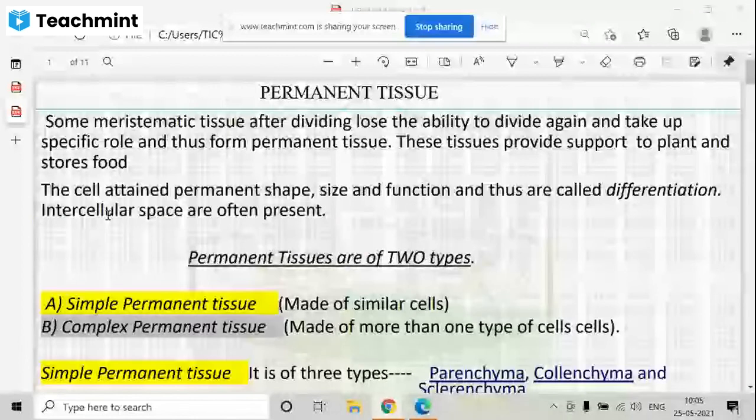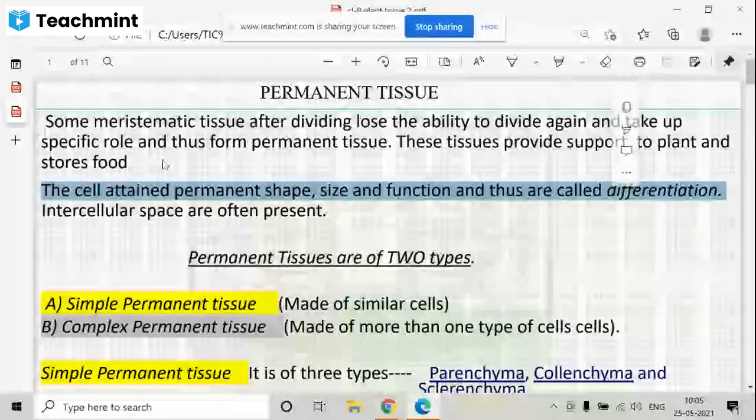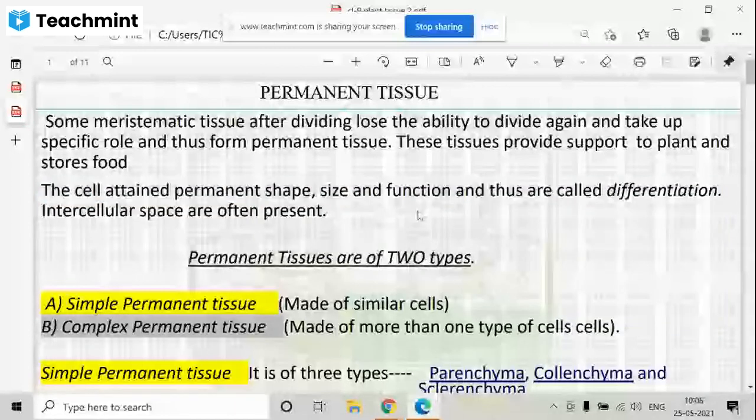Size and function. When this meristematic tissue turns into permanent shape, size, and function, this is called differentiation. Now, intercellular spaces are often present. This is a very important aspect for you, the differentiation. The permanent tissue attains its permanent shape, size, and function. Function means it will do its specific function of its own. It will not do two functions simultaneously. Only one function it will do, and that is specific, and that is called differentiation.